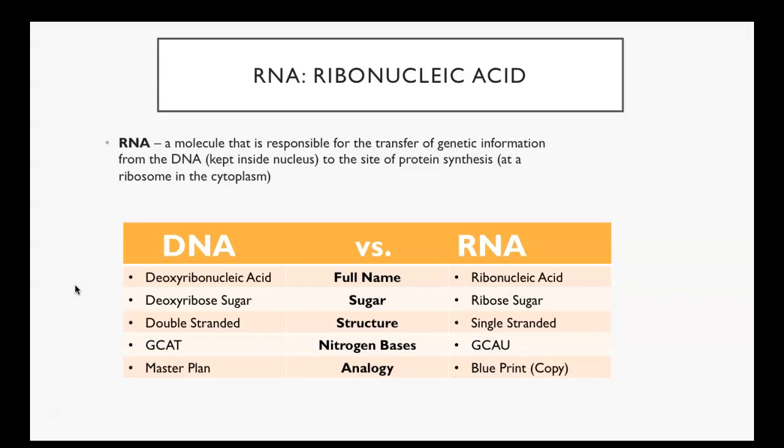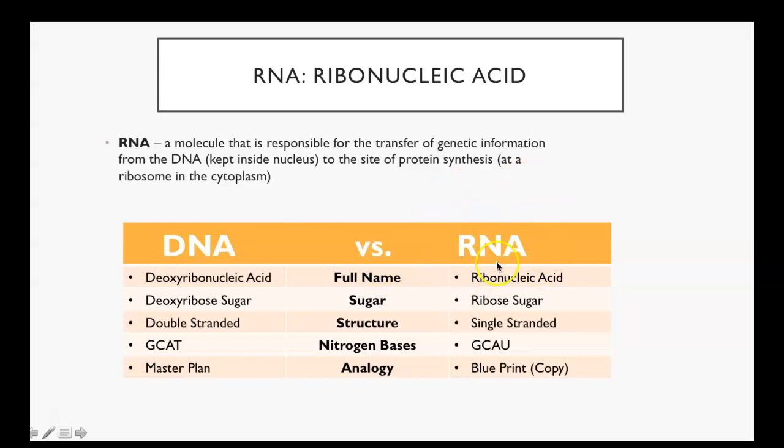to be translated and made into a protein. Okay, so here I have just a simple comparison chart of DNA versus RNA. DNA is called deoxyribonucleic acid. It's a deoxyribose sugar. Okay, it's double-stranded. The base pairs in DNA are GCAT, guanine, cytosine, adenine, thymine, and we call DNA the master plan, because if DNA gets damaged, then that DNA molecule is forever damaged. There's no way of changing it or fixing it.